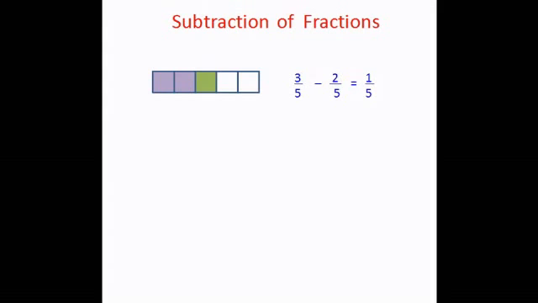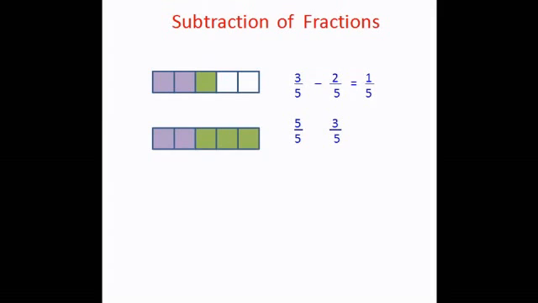Now let's see one more example. In this example, the whole stripe is colored. How can I write that? I can say 5 over 5, everything is colored. Now how much part is green? 3 over 5, right? Because 3 parts out of 5 are in green. So I can say that 3 over 5 is green.